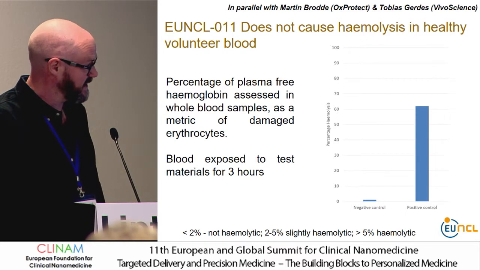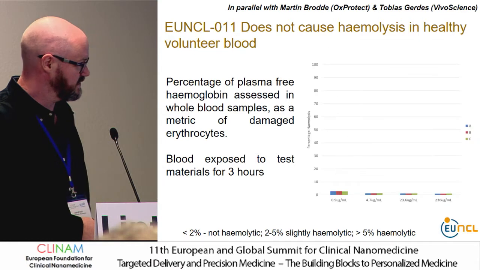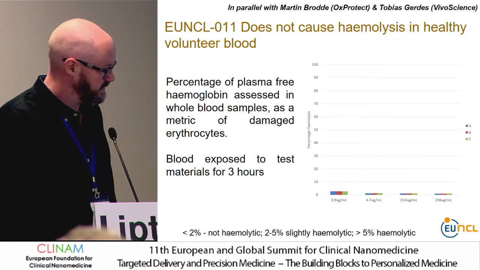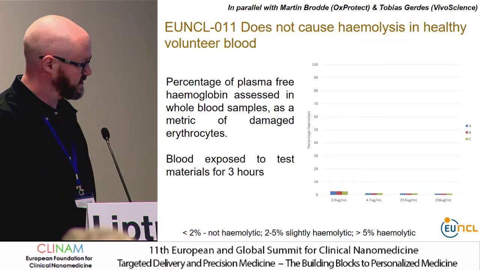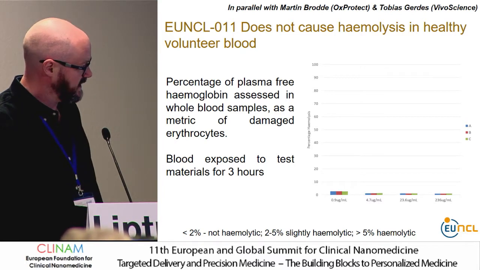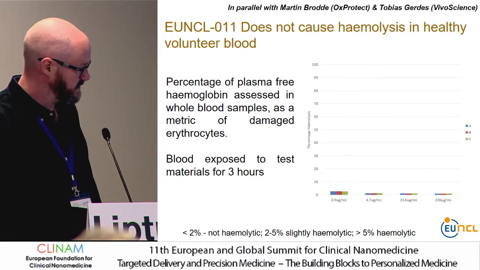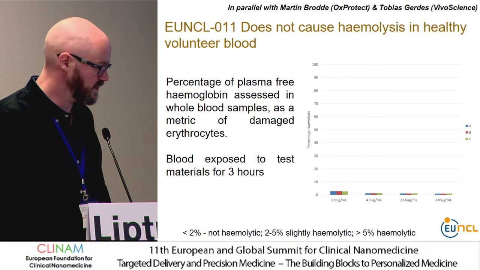So this is just to show we can measure hemolysis in whole blood. Now, what was interesting from this with respect to possible interference with assays is when we initially conducted this work, as I say, anything less than 2% we would say isn't hemolytic, 2 to 5% is slightly hemolytic, and anything above 5% would constitute a problem with the hemolysis.